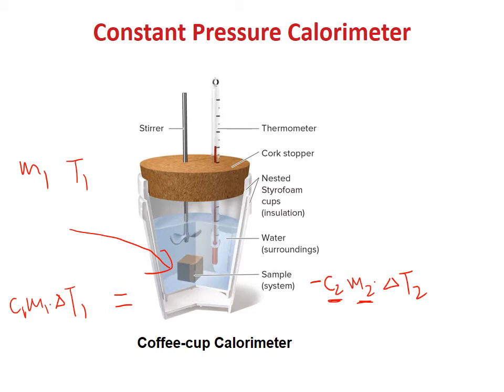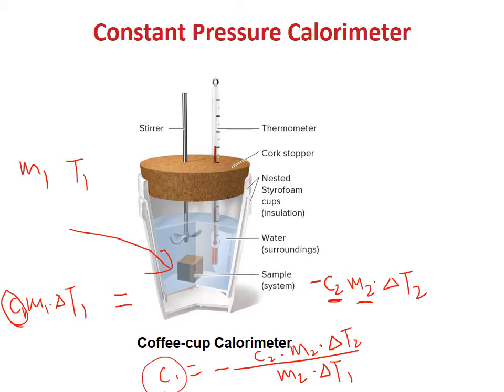And therefore, we can calculate C1, the heat capacity of the solid, which equals negative heat capacity of water times the mass of water in the water bath times the temperature change of the water bath, divided by the mass of the solid times the temperature change of the solid. And that gives you the heat capacity of the unknown solid.